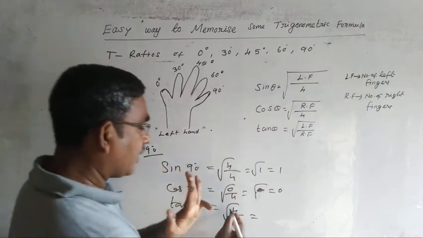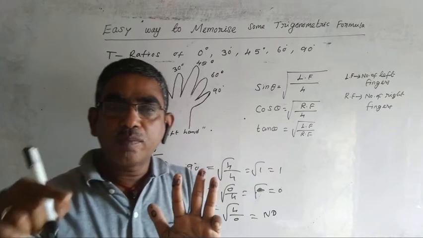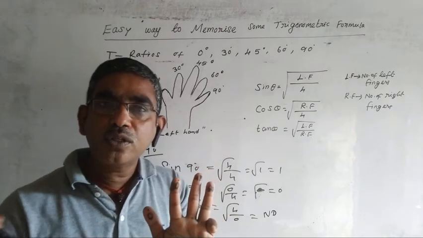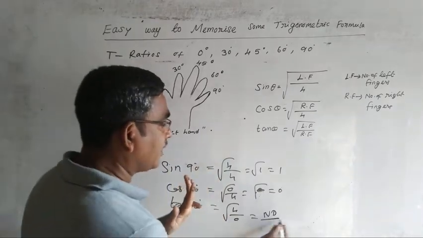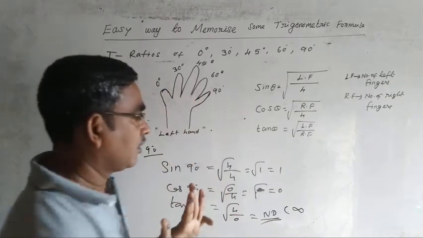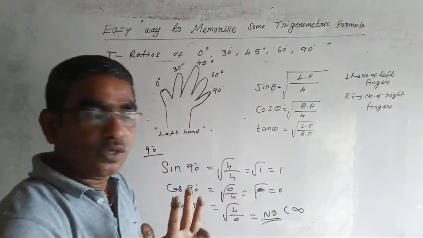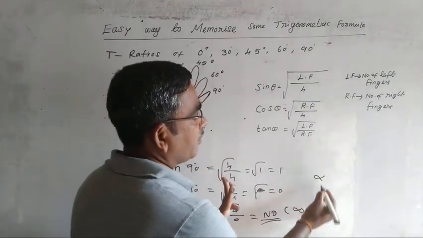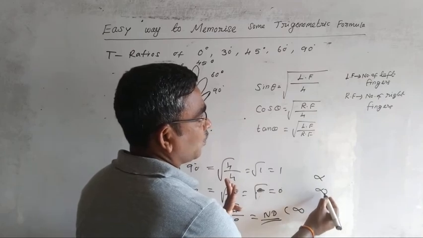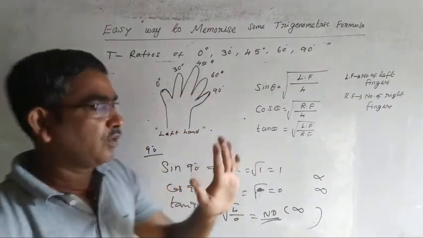So anything divided by 0 becomes not defined. Why? Any value divided by 0 cannot be defined. So you write NT, not defined, or use the symbol. This symbol is for not defined. It's like the infinity symbol. Like alpha looks like this, but alpha is this one, infinity is just closed. I hope you understand. You can find any values from here.